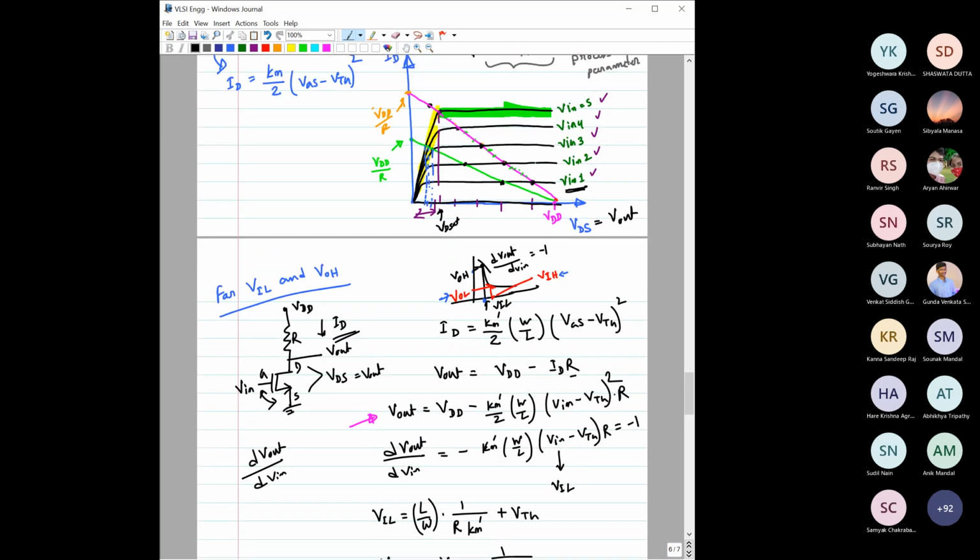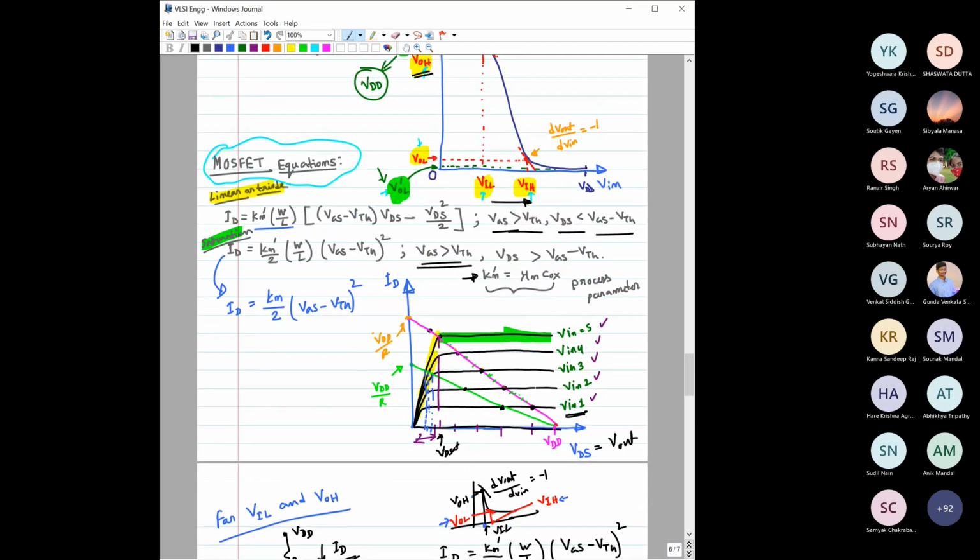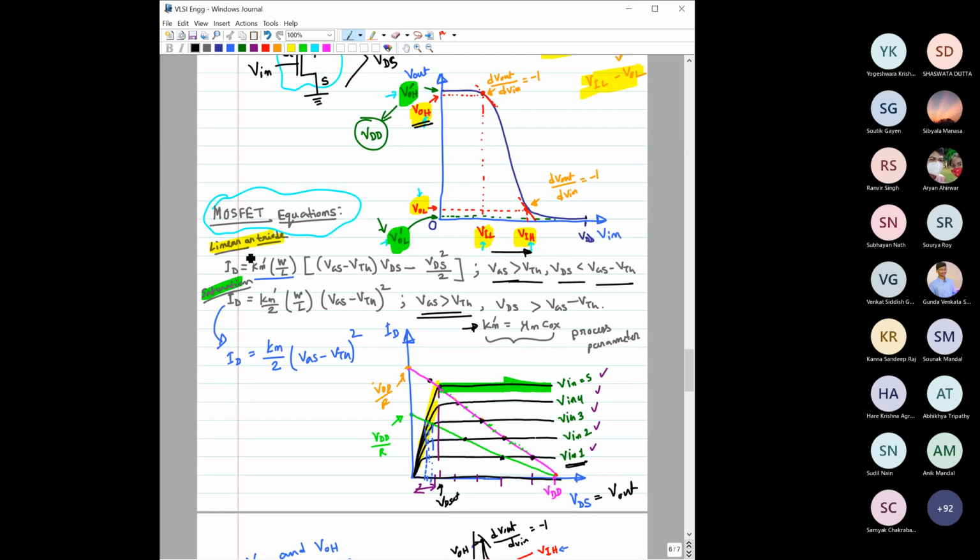And eventually, I would like to mention one more point. See, these MOSFET equations are for the long channel MOSFET, right? Here, we have not considered the channel length modulation effect. If we have to consider it, then we have to add one more term, lambda VDS, right? Then you see this VDS is basically V output.